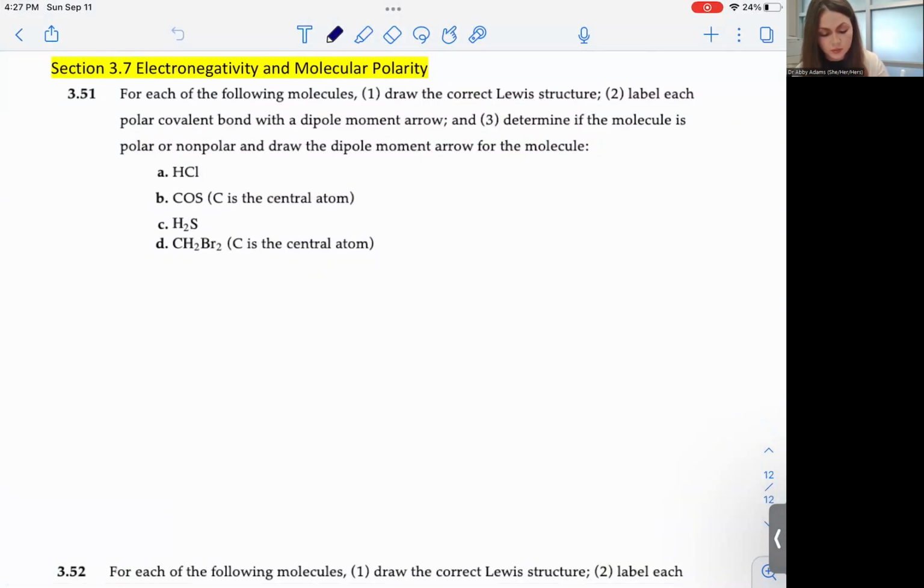So let's work some of these problems. 3.51. We're almost done. I lumped it all into one video and I tried to keep it concise for you so that you would definitely watch it. For each of the following molecules, draw the Lewis structure, label each polar covalent bond with a dipole moment arrow, and determine if the molecules are polar or nonpolar and draw the dipole moment. Okay, let's see.